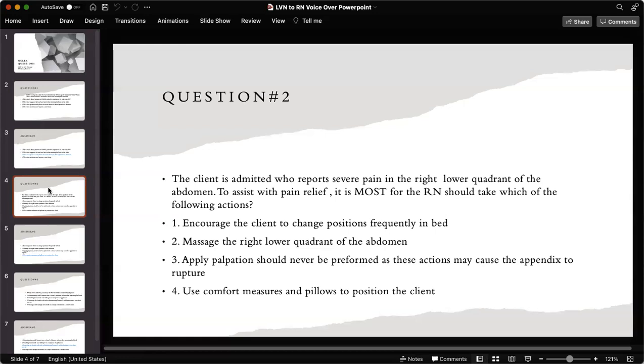Number 1, encourage the client to change positions. That's physical. Number 2, massage the right lower quadrant. That's physical. Number 3, apply palpation. That's physical. And number 4, use comfort measures and pillows to position the client. That one, again, there's a method to the madness, why I chose these.